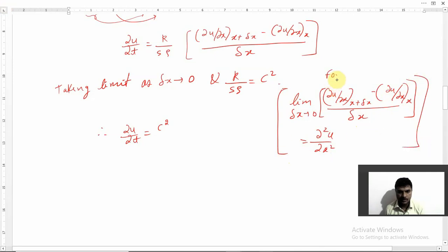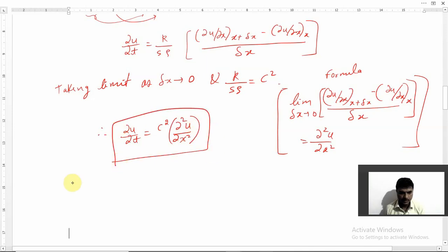Formula written on the right hand side. So please remember this formula. When I substitute this equation, students, I am going to get dou square u upon dou x square. So this equation is nothing but the one dimensional heat equation.